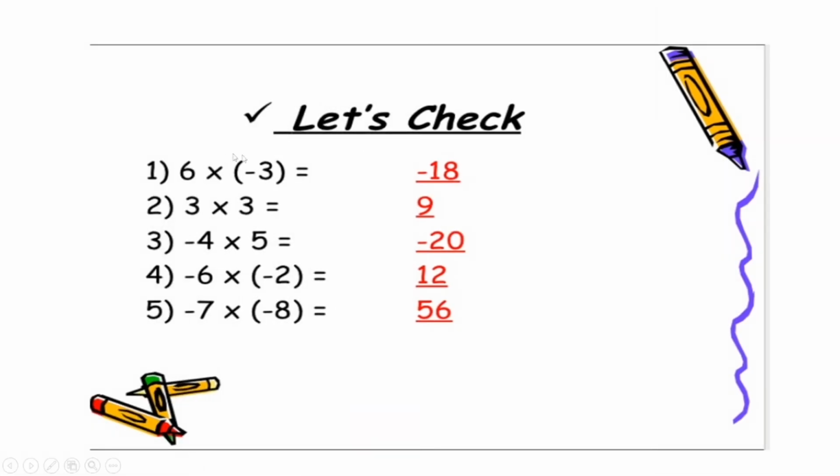Let's check. 6 3s are 18 and here different signs, so the answer will get minus. 3 3s are 9. 4 5s are 20. Different signs, so the answer will get a minus sign. Next 6 2s are 12. Same signs, so for the answer we will get a plus sign. 7 8s are 56. Same signs, so for the answer we will get a plus sign.